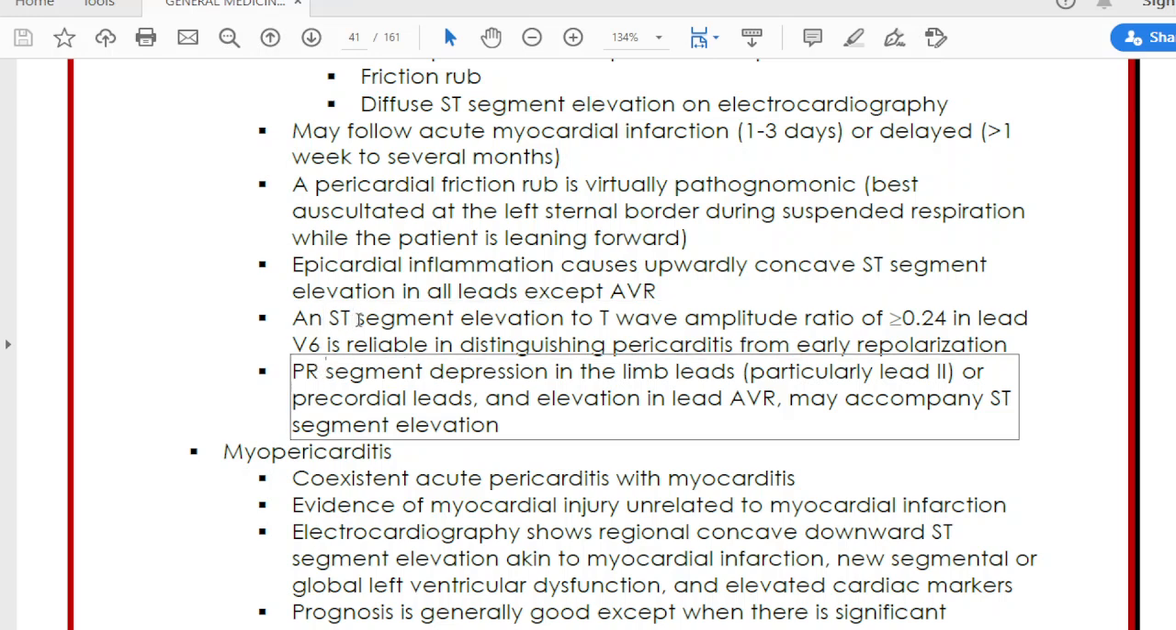PR segment depression in the limb leads, particularly lead 2, or precordial leads, and elevation in lead aVR, may accompany ST segment elevation.